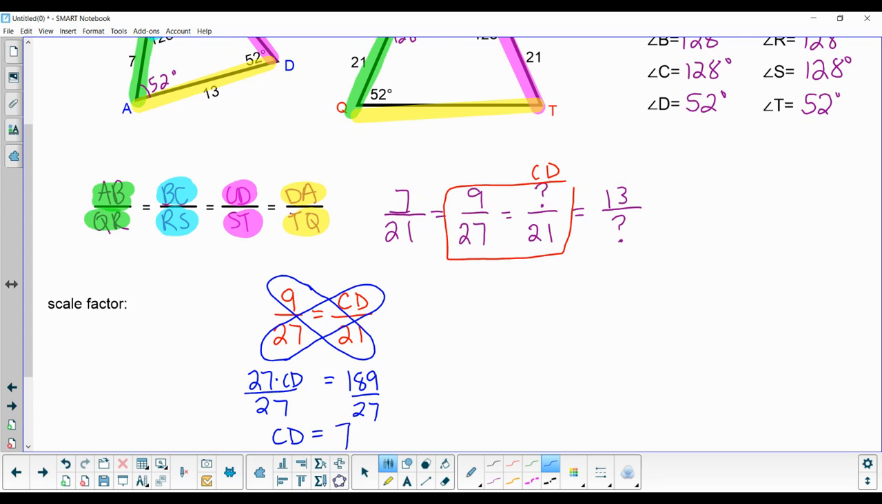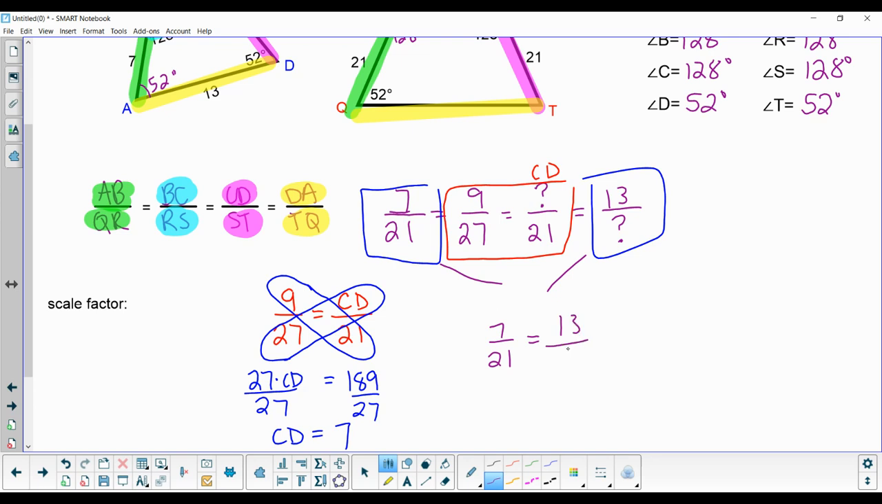I can then come back and look at this up here again. And instead of doing these two middle ones, I can use these two outside ones to help me solve for the other missing side. So 7 over 21 is equal to 13 over question mark. We can always erase that question mark, put that back in as TQ, that's the one that's missing right here, and cross multiply again.